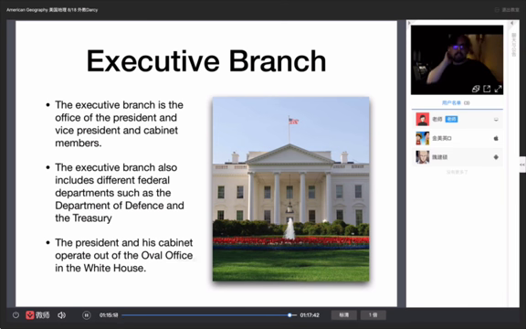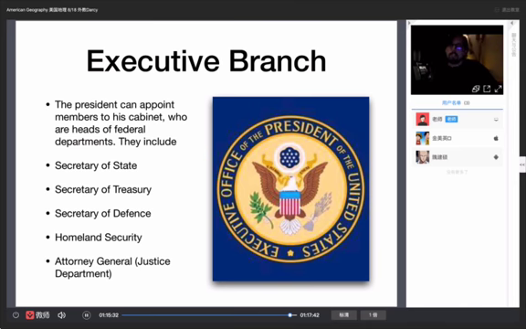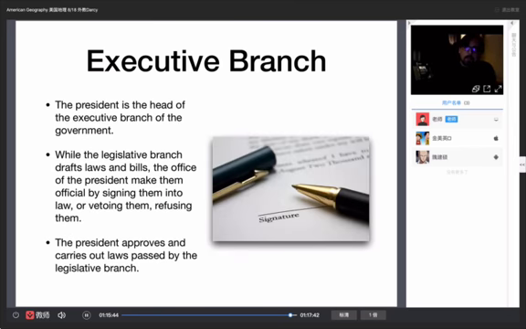The executive branch is the office of the president and vice president and cabinet members. The executive branch also includes different federal departments, such as the Department of State and Treasury. The president and his cabinet operate out of the Oval Office in the White House, and these are the cabinet members here: Secretary of State, Secretary of Treasury, Secretary of Defense and Homeland Security, the Attorney General. So the president is the head of the executive branch of the government, while the legislative branch drafts laws and bills. It is the office of the president that makes them official by signing them into law or vetoing them, refusing them.